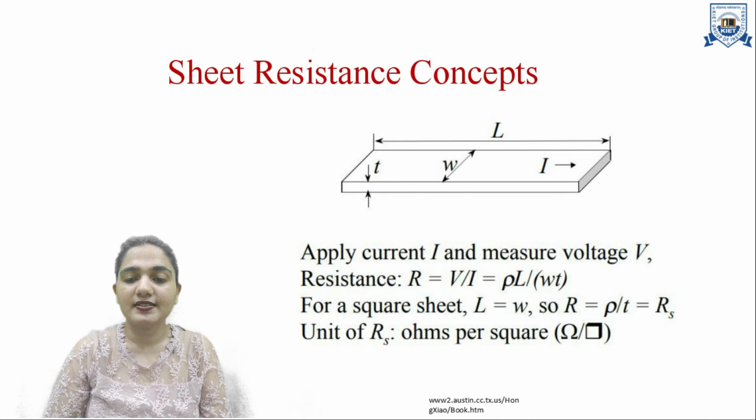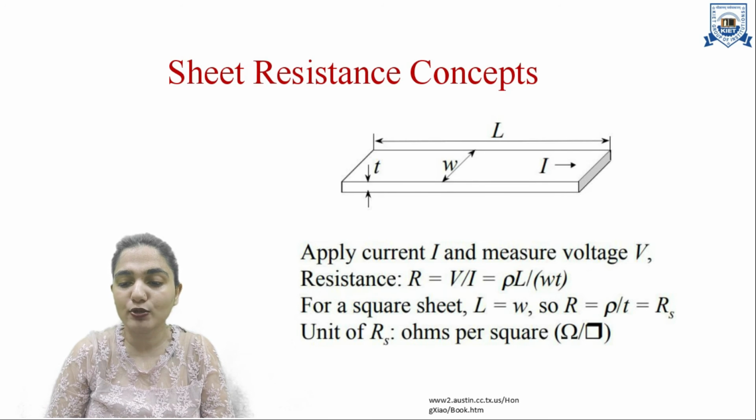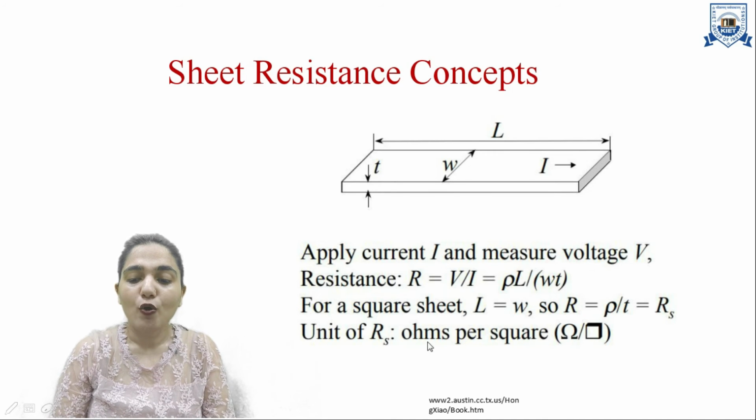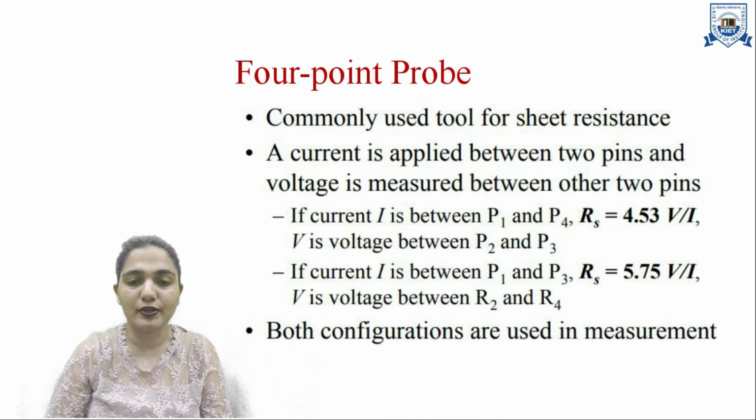Okay, so the sheet resistance concept. We apply current I and measure voltage V. Resistance R is equal to V upon I. We know R is equal to rho L upon A. A can be represented as width times thickness, W times T. For a square sheet, L is equal to W. So R is equal to rho upon T, which is equal to RS. So the unit of RS will be ohm per square.